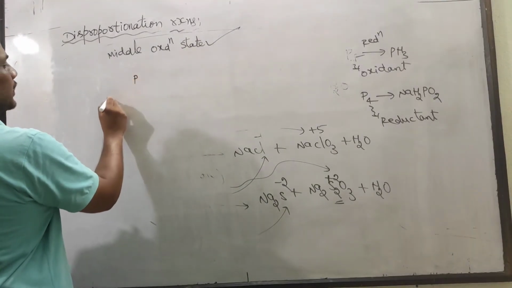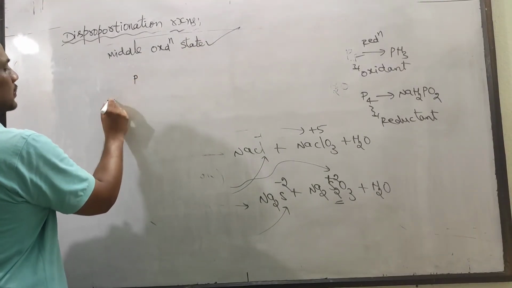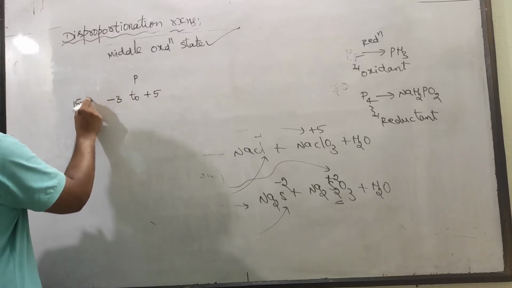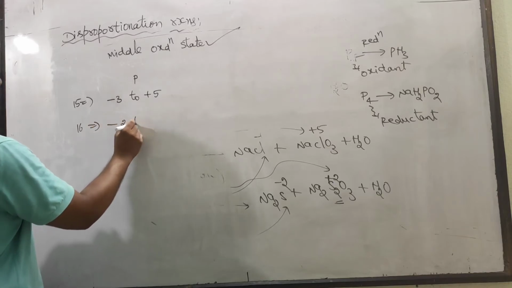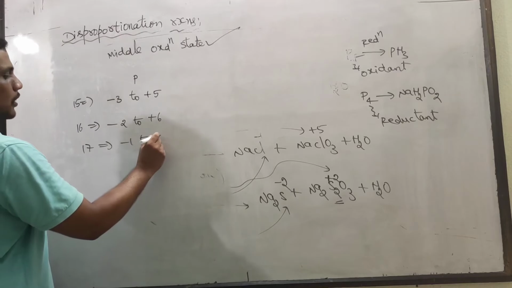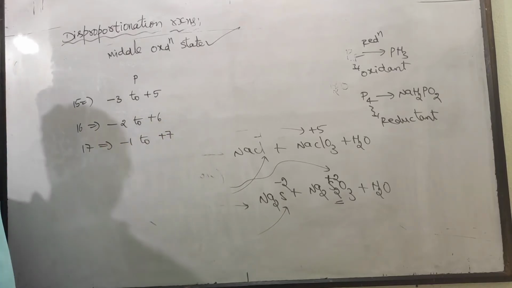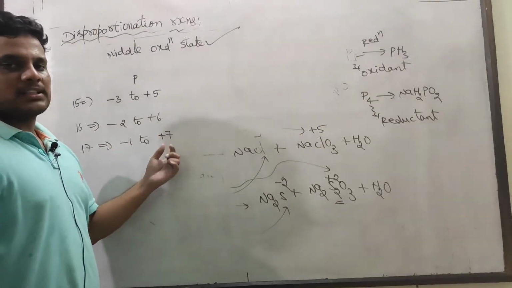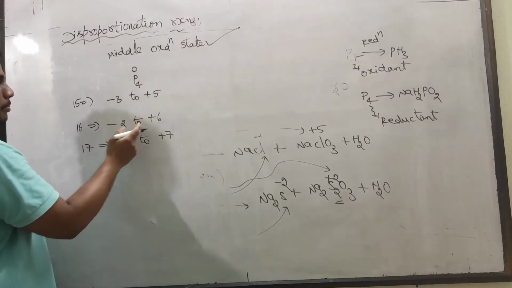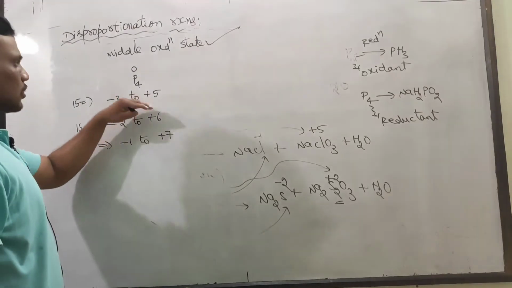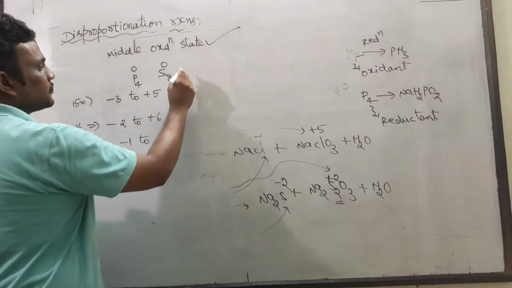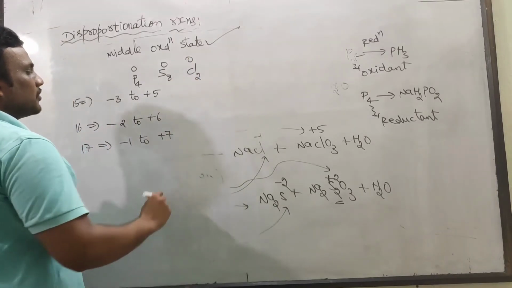Phosphorus, you know, is group 15. So for group 15, what is the range? -3 to +5. Group 16 elements, -2 to +6. Group 17 elements, -1 to +7. So this is the minimum oxidation state and the maximum oxidation state. In P4, phosphorus is in the 0 oxidation state, in the middle of these two, so it undergoes a disproportionation reaction. Sulfur 0, middle of these two. Chlorine 0, middle of these two.